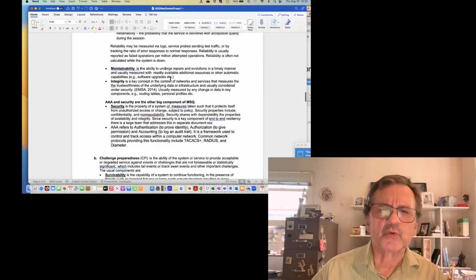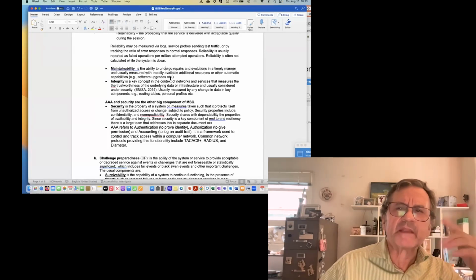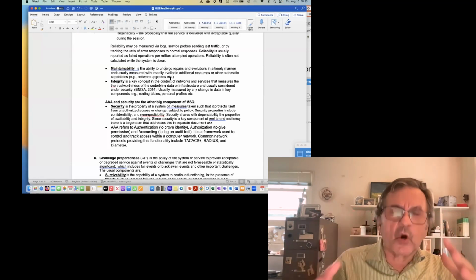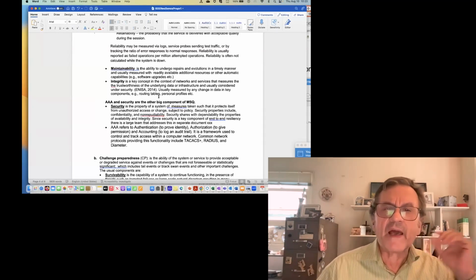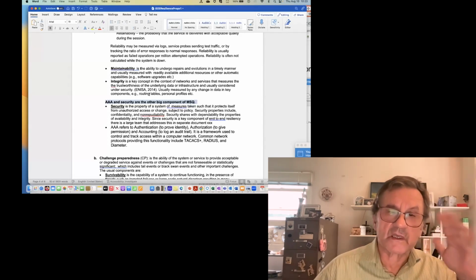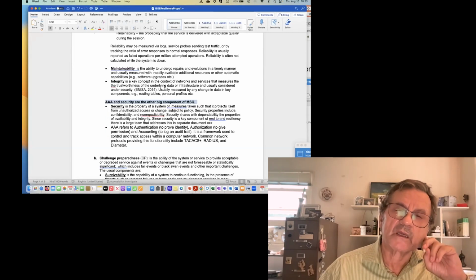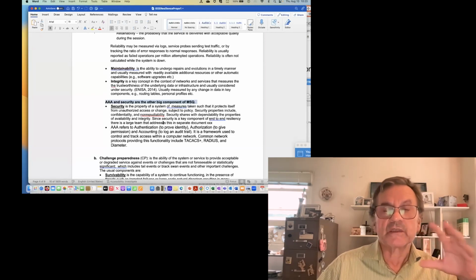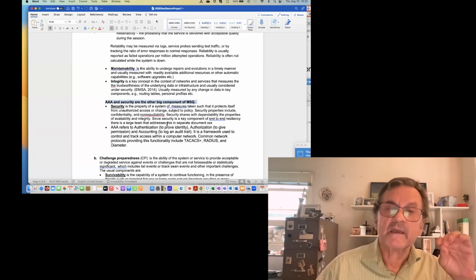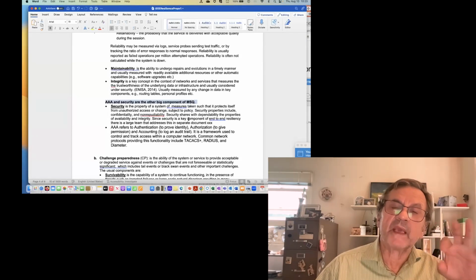So we are trying to put together a set of capabilities under this category, maintain service quality, as a component of resilience. And then this is a big one, AAA and security. AAA is, as you know, a key component of networks, and security also is a key component of networks, and you cannot have a resilient system if it's not secure. So it is a really big component.